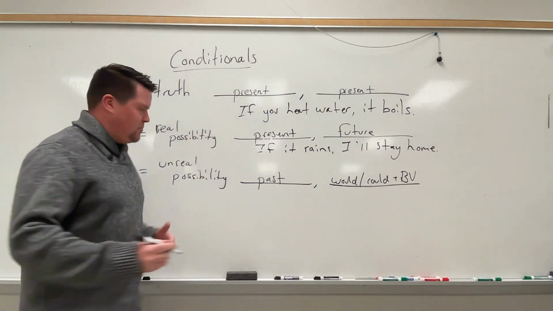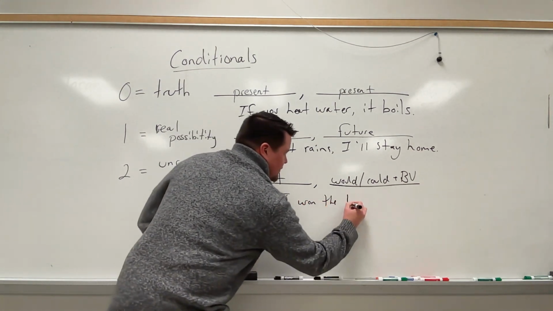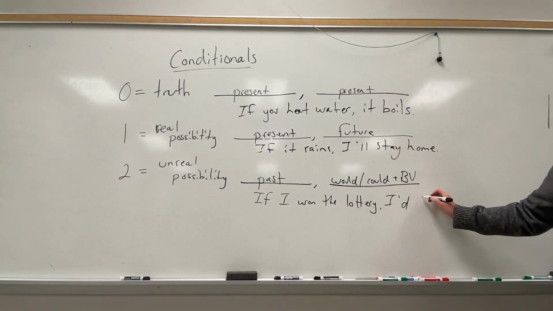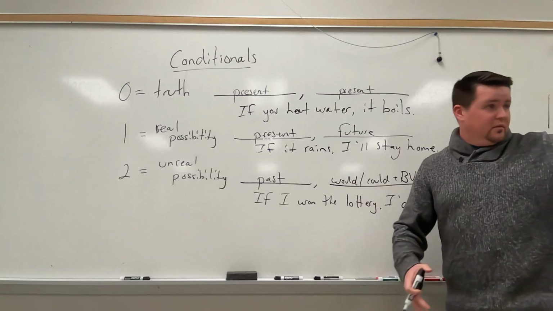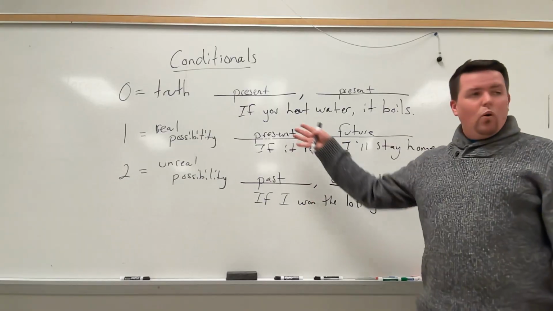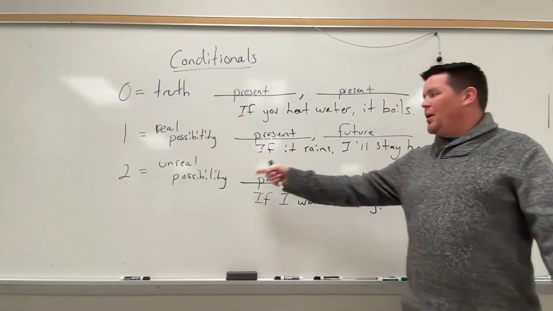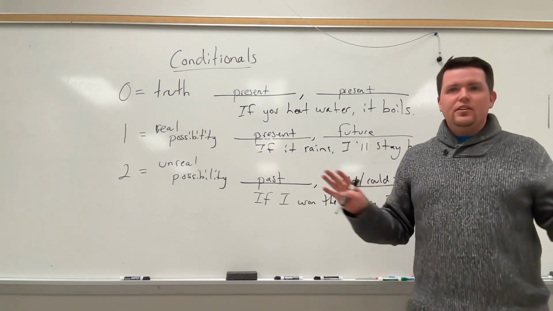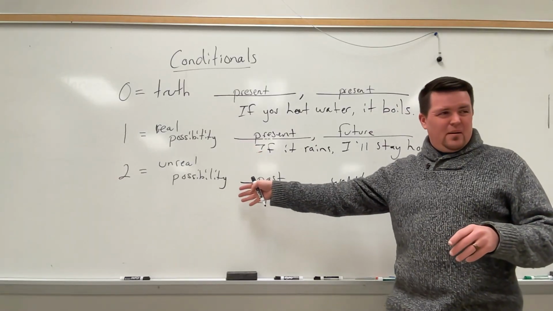And a famous example of this is, if I won the lottery, I'd buy a car. All right, a nice car though, because you won the lottery, you buy a nice car. But these two work together, and it depends on what you think and what you believe about the possibility of it. Now in English, everything's possible. Everything is possible. It's just, do we think it's going to happen? Or do we not think it's going to happen?